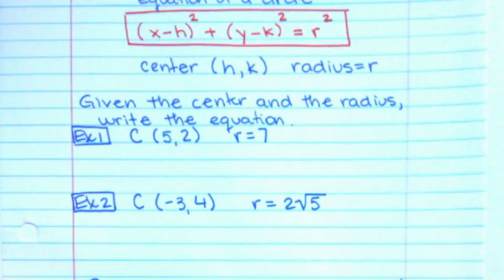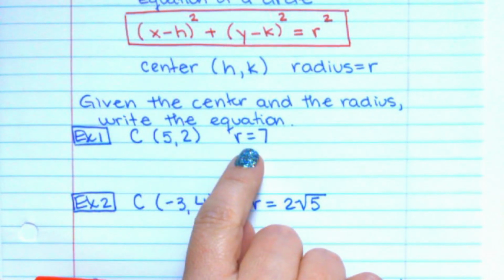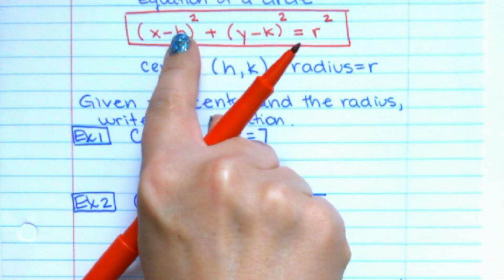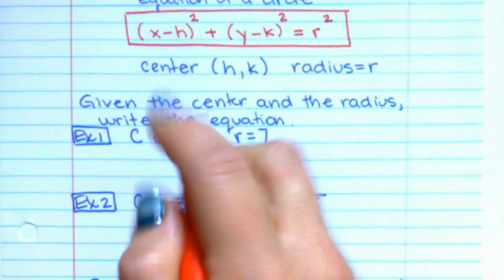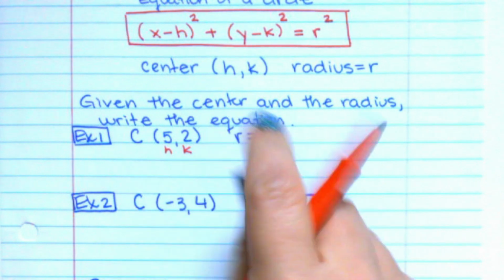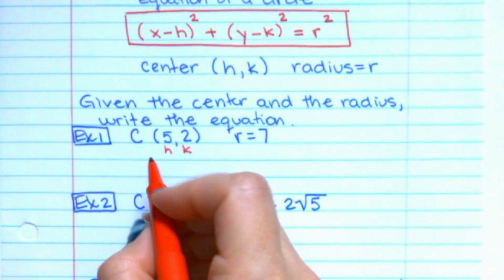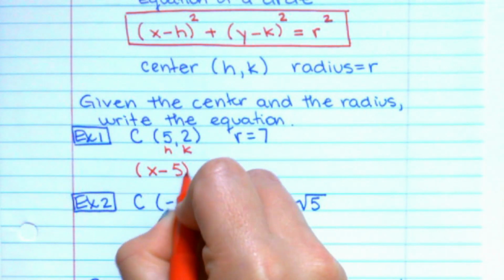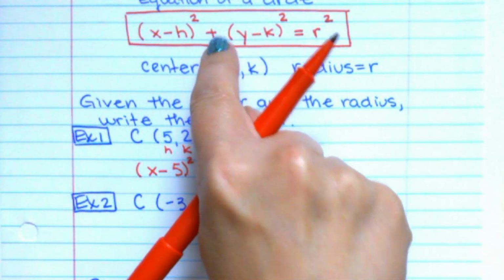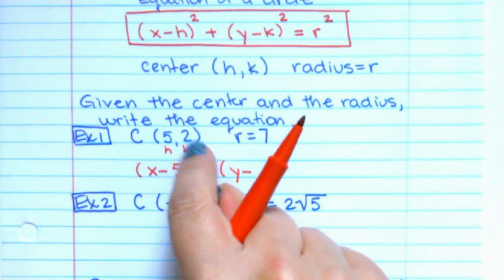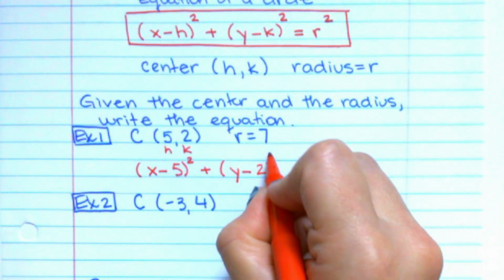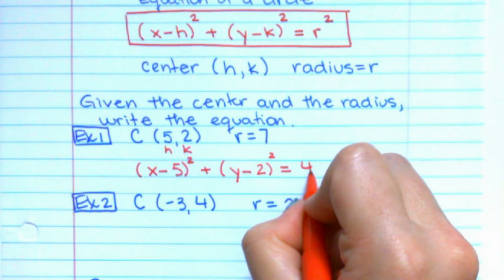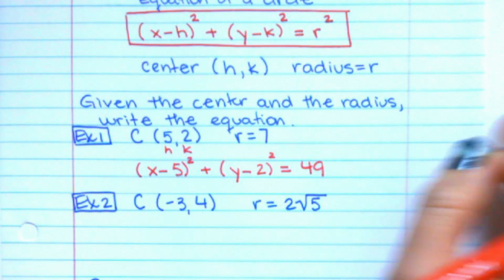So we're going to start with a couple examples. We have the center and we have the radius. So it can't be that bad. The center, like I said right here, H and K are the center. So this is H, this is K, and yes, R is 7. So here we go. X minus H is 5, squared, plus, I'm following the formula right there, Y minus K is 2, squared equals R squared. 7 squared, 49. Done. There's nothing else to it.